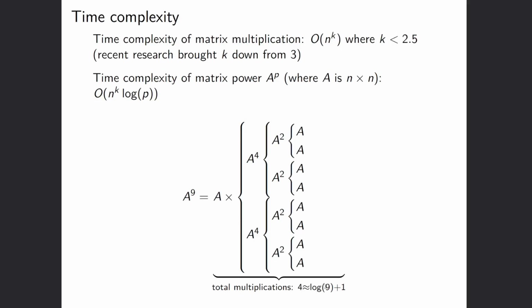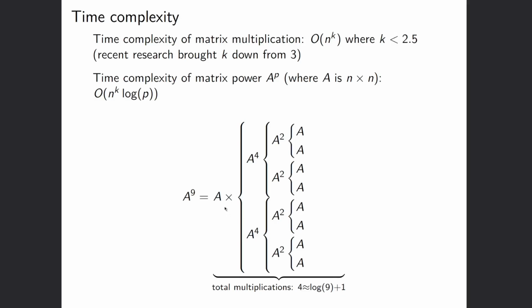In reality, we only need to do like 4 matrix multiplications, right? We do a times a, that gives us a squared. Now we do a squared times a squared, that gives us a to the 4th. We do a to the 4th times a to the 4th, that gives us a to the 8th. And then we just multiply that by a, and then we get a to the 9th, right? And if it were a to the 8th, then it would just be 3 multiplications.